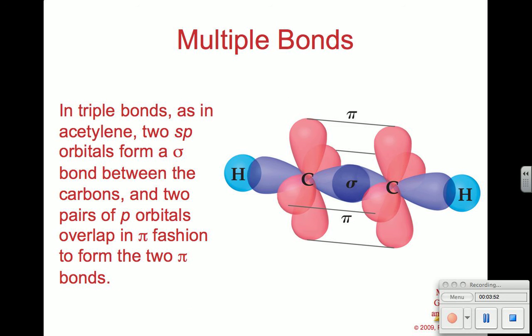Now take acetylene here, and it has a triple bond. With a triple bond, you are going to have a sigma bond, just like before, but you're going to have two pi bonds in different orientations to make that a triple bond. And like it says here, the two sp orbitals form a sigma bond between the carbons, and two pairs of p orbitals overlap in a pi fashion to form the two pi bonds.